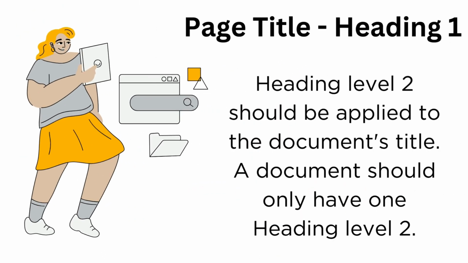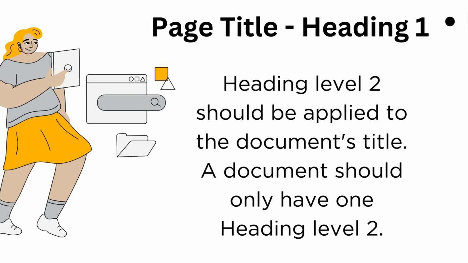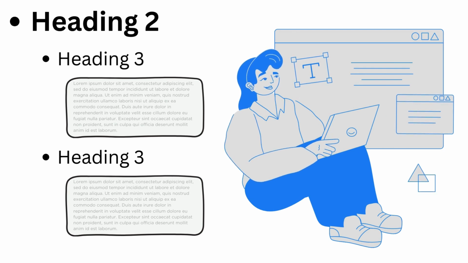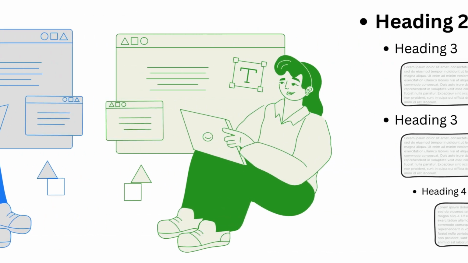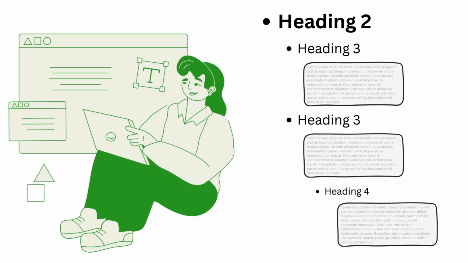Canvas gives its page title a Heading Level 1 tag, so heading styles start with a Heading Level 2, which should be applied to the document's title. A document should only have one Heading Level 2. Each heading of a section in the document should utilize a Heading Level 3 style. New subsections should utilize Heading Level 4. Users should continue this process for all sections of the document.